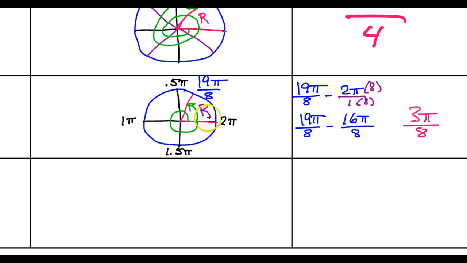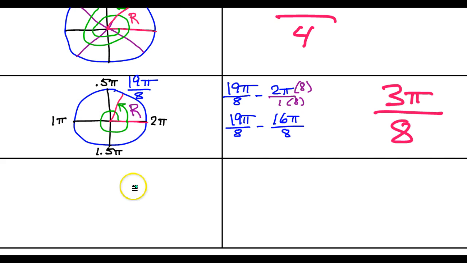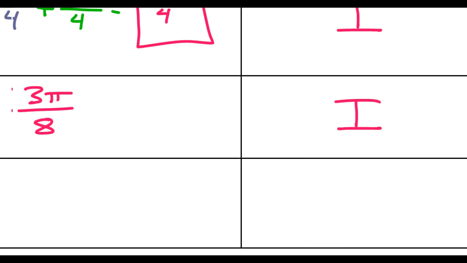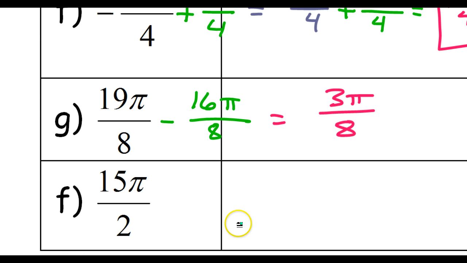Okay, so that means this is the reference angle. So in this particular case, the reference angle and the coterminal angle were the same thing. But of course, that won't always happen. Alright, clearly we are in quadrant 1. So there's that. Okay, so that was it for G.